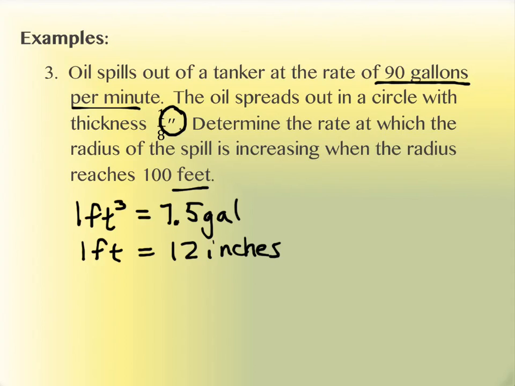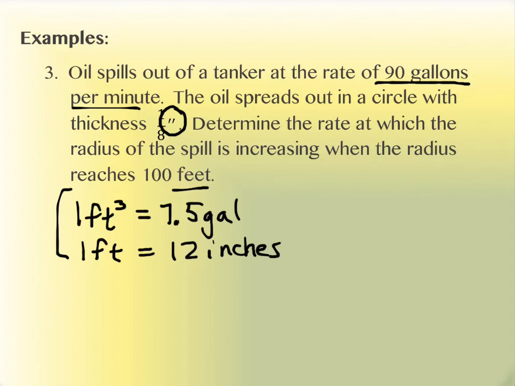So if I were giving you this particular problem on the test, I would tell you that 1 cubic foot is equal to 7.5 gallons. But I'm probably not going to tell you that 12 inches is equal to 1 foot. I think that's probably one you remember, okay? So we're going to need this as extra information.